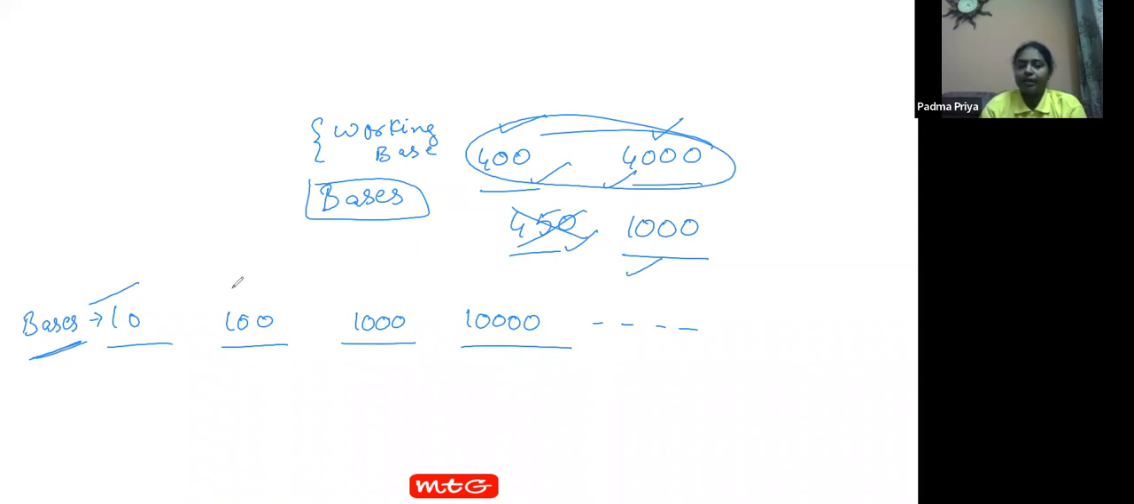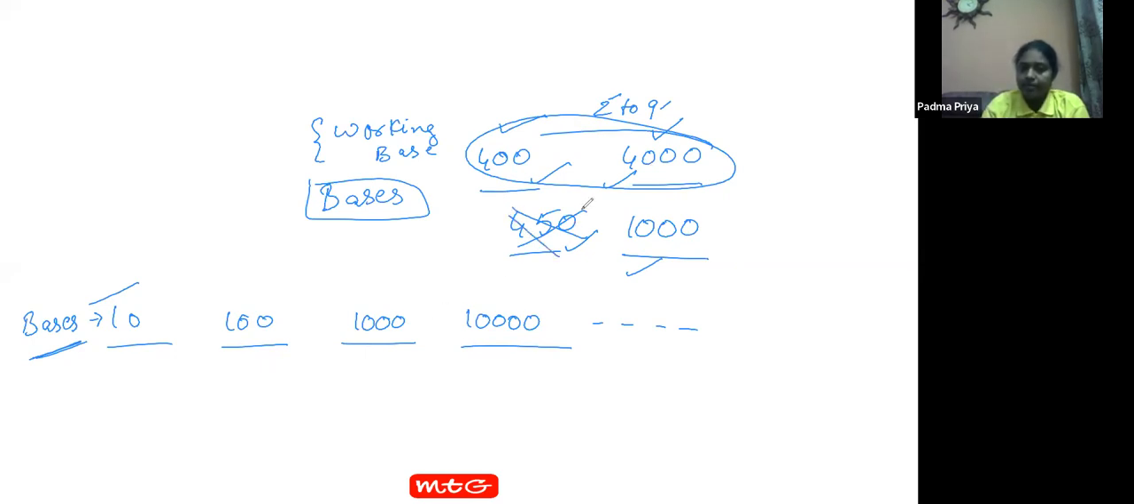Working bases and bases, what is the difference? In base numbers, the leftmost digit should always be 1 and remaining all should be zeros. In the working bases, the leftmost digit can be anything from 2 to 9. It can be 200, it can be 20,000, it can be 50,000, it can be 7 lakhs, anything. The leftmost digit can be anything from 2 to 9, but remaining all should definitely be zeros. That is a working base.